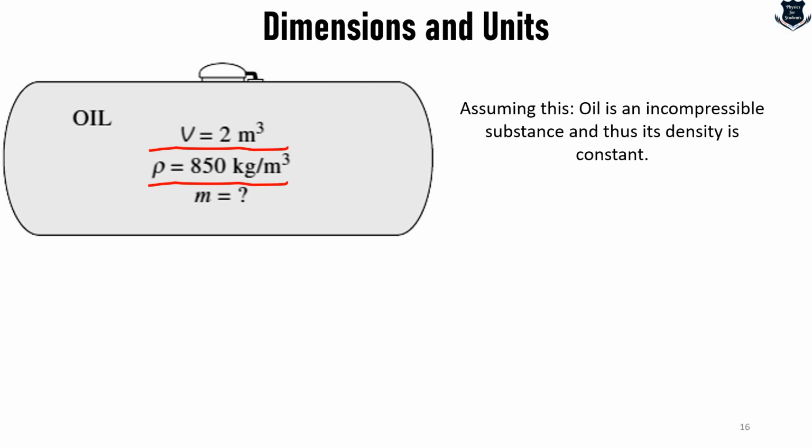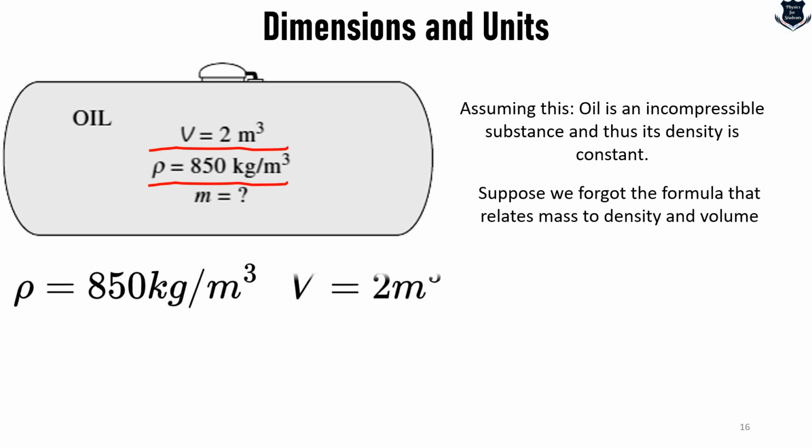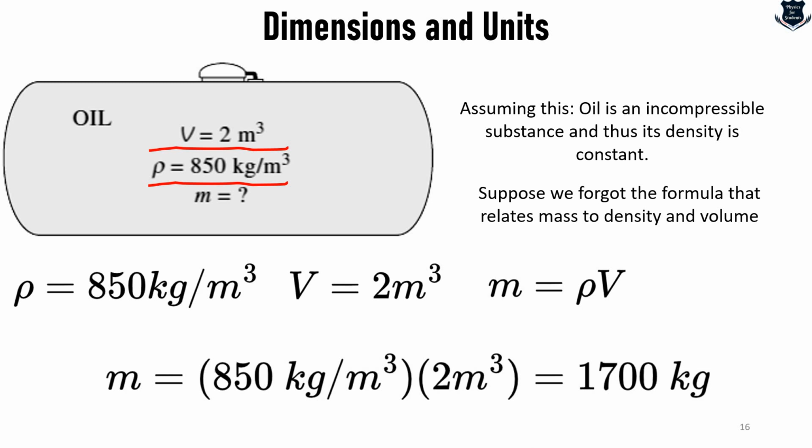Suppose we don't know the formula. A sketch of the system is shown on the figure. If we forgot the formula that relates mass, density and volume, we know that mass has the unit of kilogram, and whatever calculations we do, we should end up with the unit of kilogram. Putting the given information into this perspective, it is obvious that we can eliminate the m cubed and end up with kilogram by multiplying the two quantities, and therefore the formula we should look for is this, and from here we get the answer as 1700 kilogram.